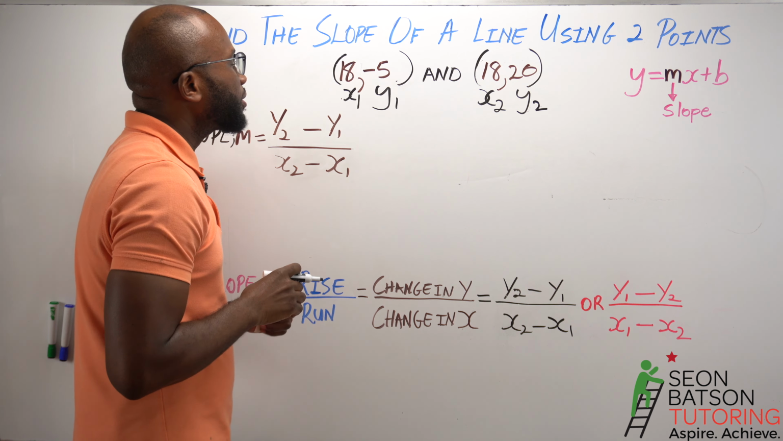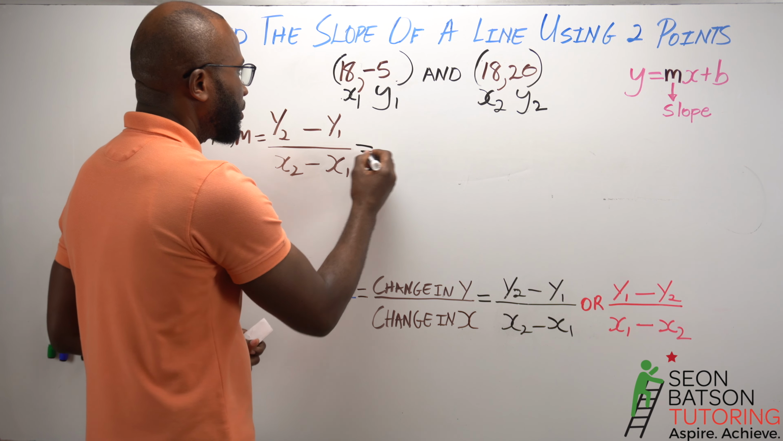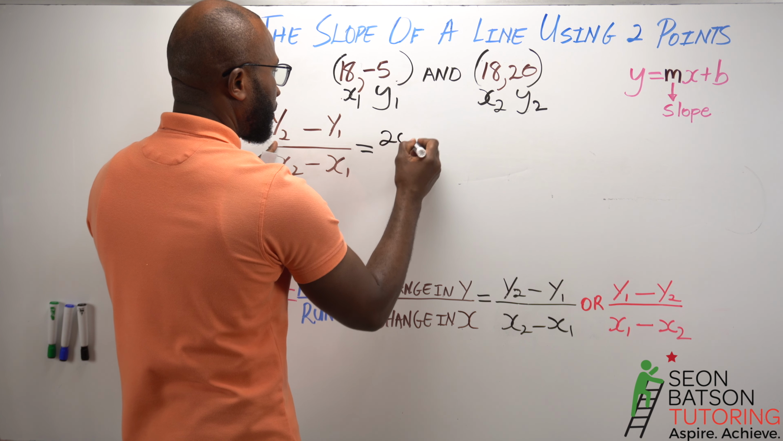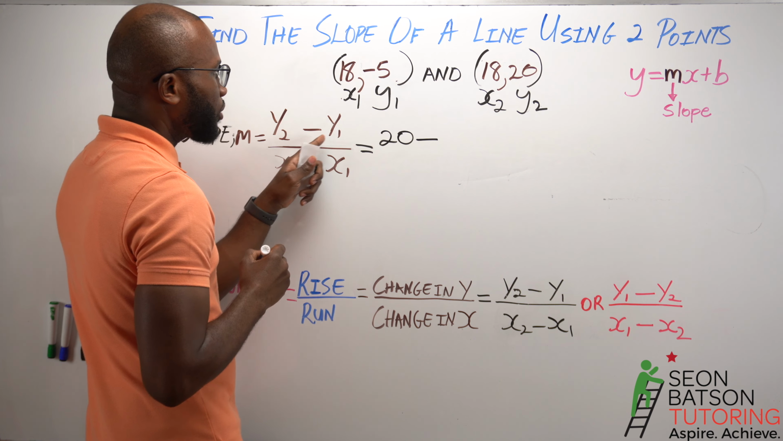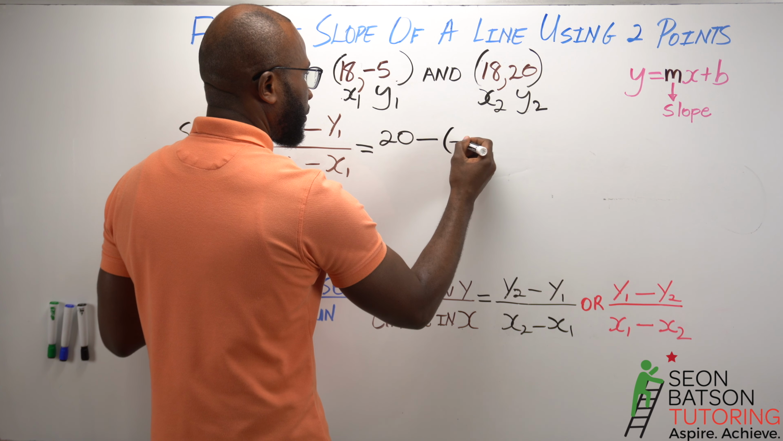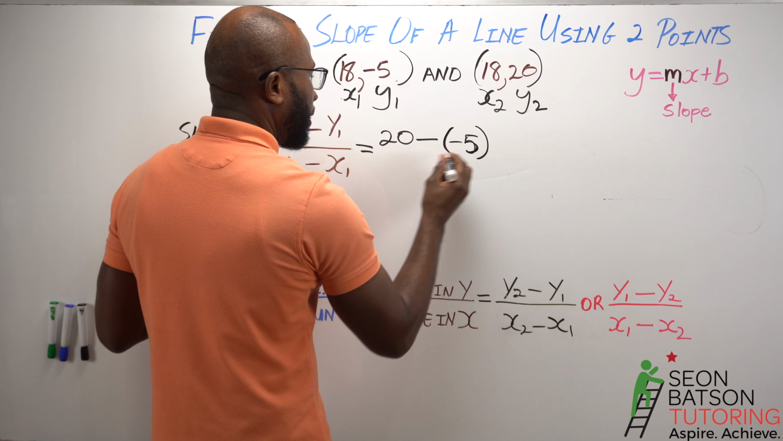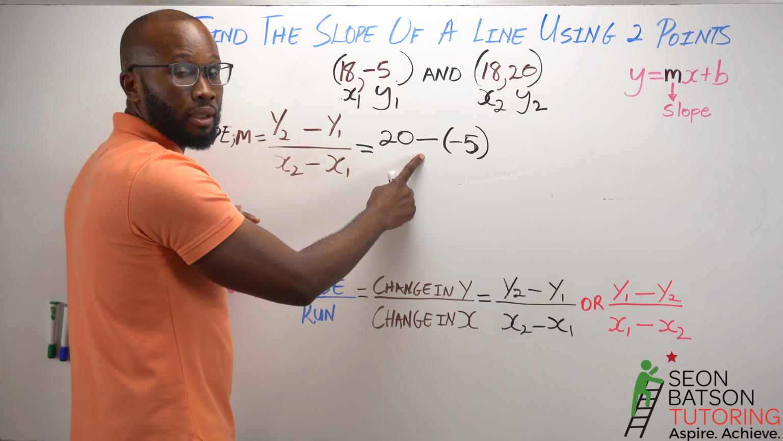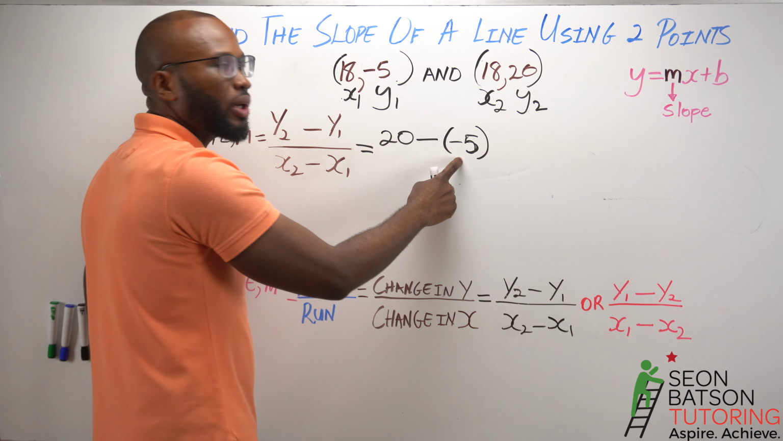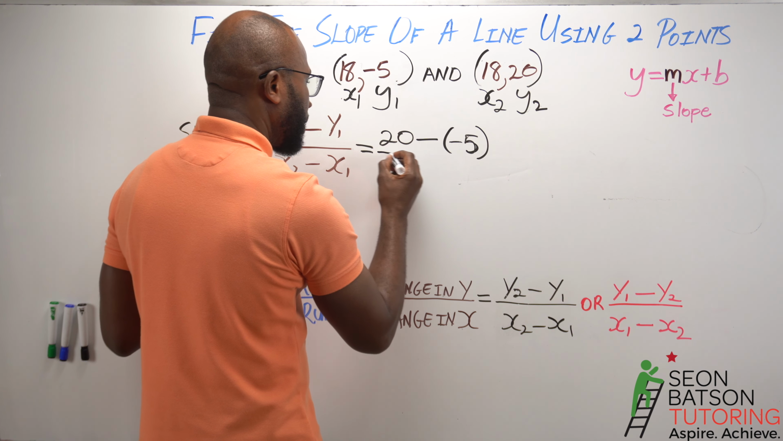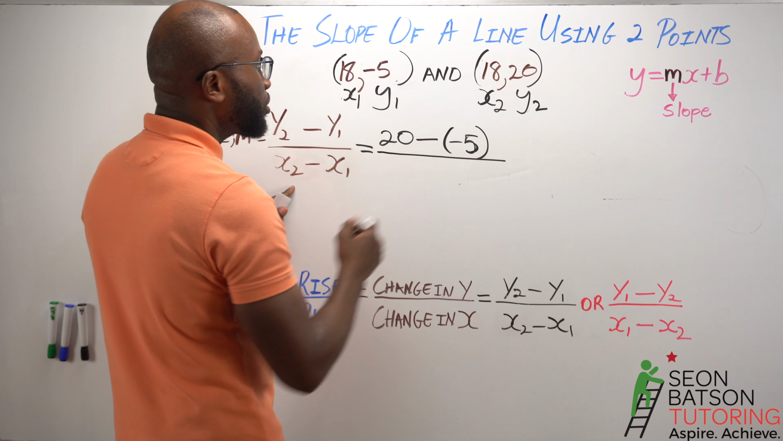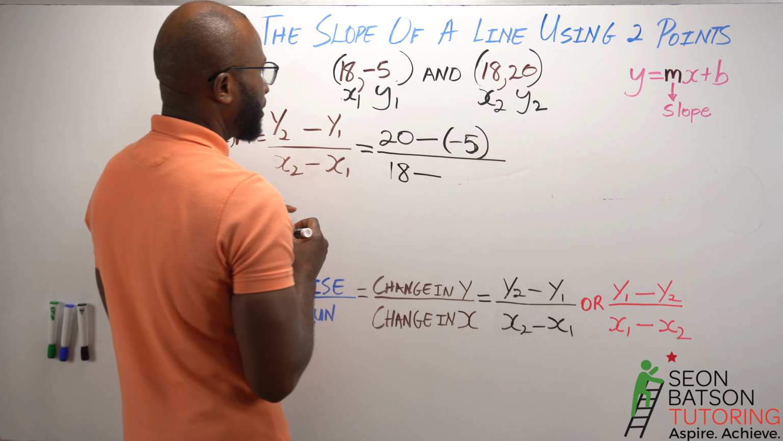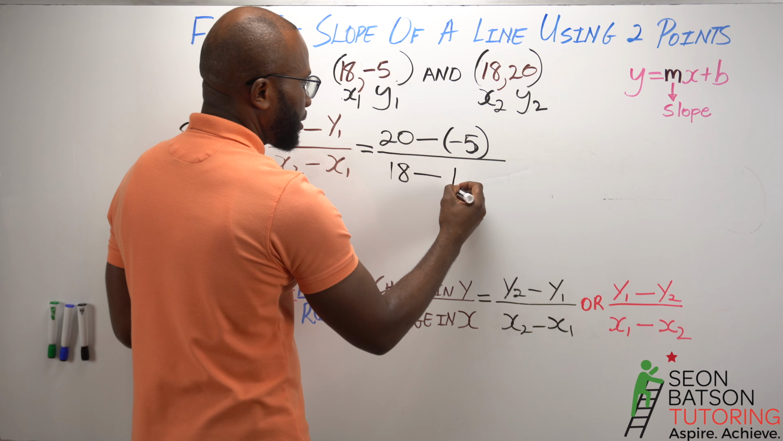Now that we have labeled the coordinates, we will put them into the formula. y2 is 20 minus y1, which is negative 5. Again, before you put the second coordinate, always put the subtraction sign. You put the subtraction sign, then put whatever the second coordinate is. Now let's go to the denominator. x2 is 18 minus x1, which is 18 as well.